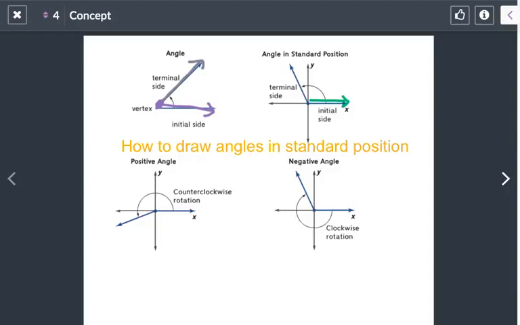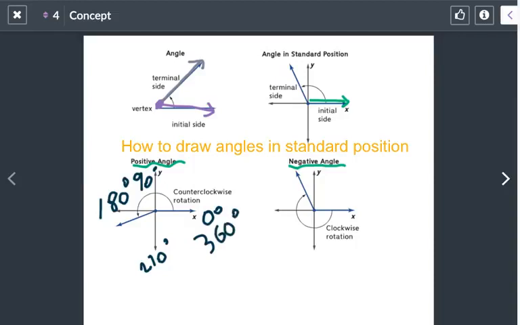When we draw an angle in counterclockwise rotation, we call that a positive angle. But if it is clockwise rotation, that will be a negative angle. For the positive angles, we can label 0 degree, 90 degree, 180 degree, 270 degree, and 360 degree.